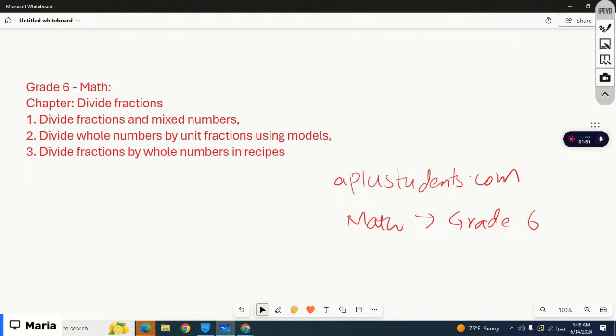We're going to start with the chapter divide fractions. The lessons we're going to cover today are divide fractions and mixed numbers, divide whole numbers by unit fractions using models, and divide fractions by whole number in recipes. So let's just start with the lesson. Please make sure you have your notebook and pencil so that you can note down the important examples and definitions as well, right? So let's just start with the lesson.